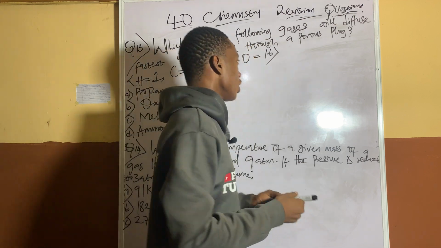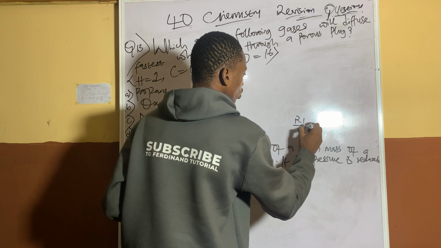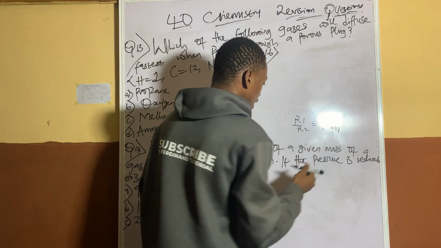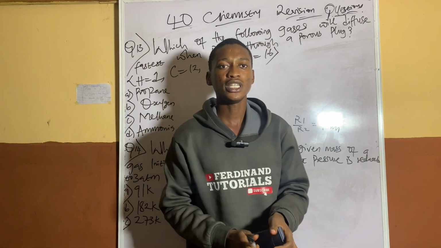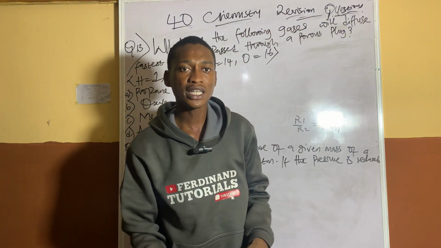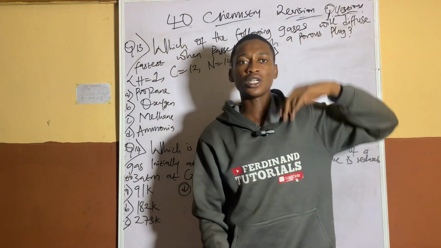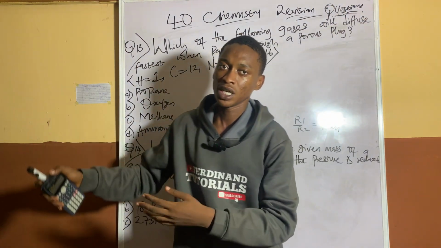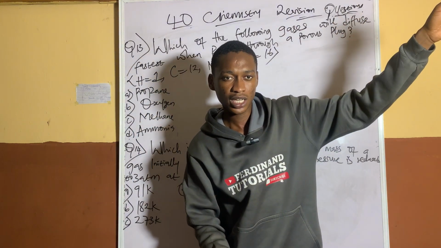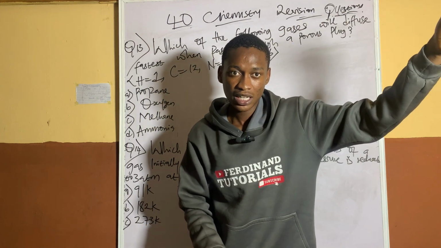That is to say, R1 over R2 is equal to root M2 over M1. That means the rate of diffusion increases as the molar mass of the gas decreases. So a gas with a molar mass of 5 will have a higher rate of diffusion than a gas with a molar mass of 50. So the lesser the molar mass, the higher the diffusion rate.